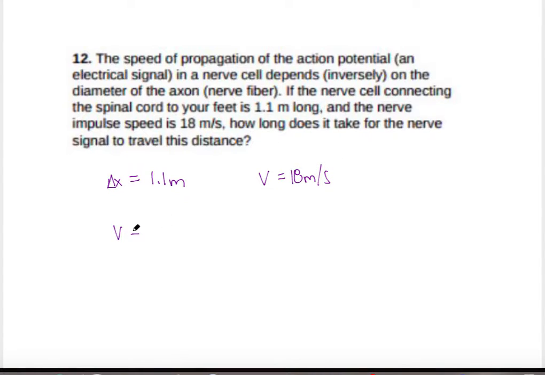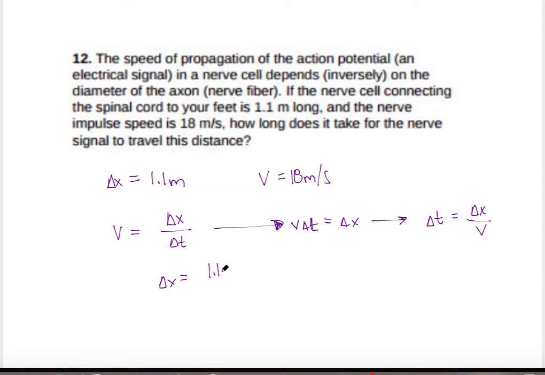Well, velocity, as we said, is delta x over delta t. So if I rearrange this and solve for time, I can do that by first multiplying both sides by delta t. So that cancels out on the right and leaves me with this. And one more step would divide both sides by v and say that delta t is delta x divided by our velocity. So let's plug some numbers in.